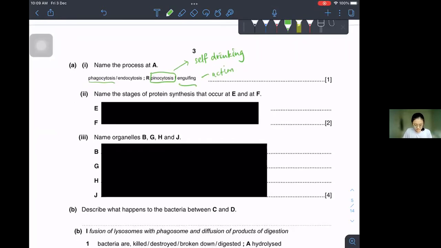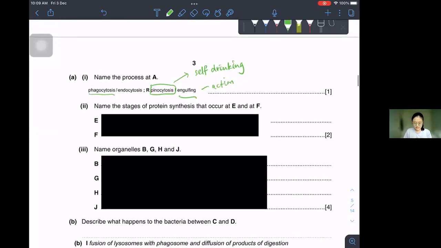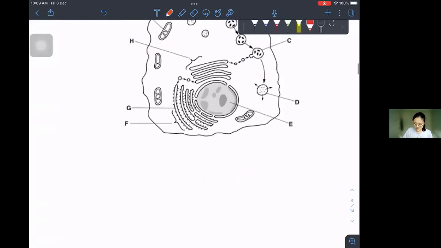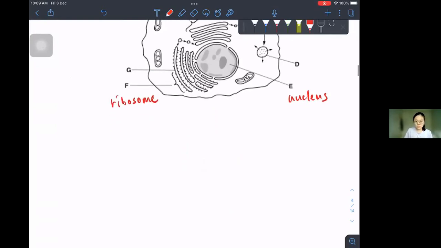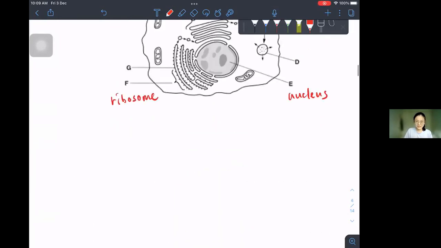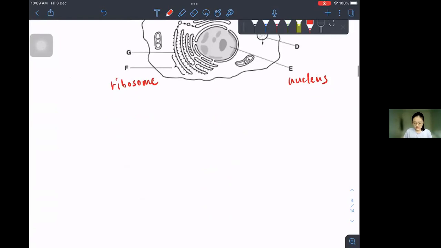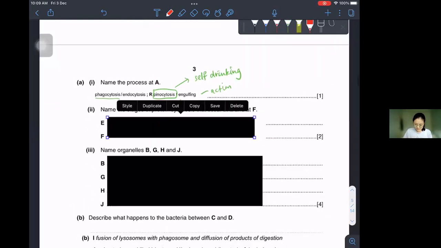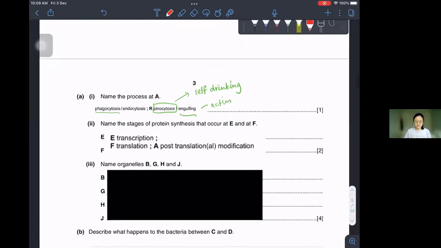Second question: name the stages of protein synthesis that occur at E and F. E is the nucleus, and F is the ribosome. So what is the process in E and F? Anyone want to try? Yes, Jung-Un, you got it. E is transcription, and F is translation.